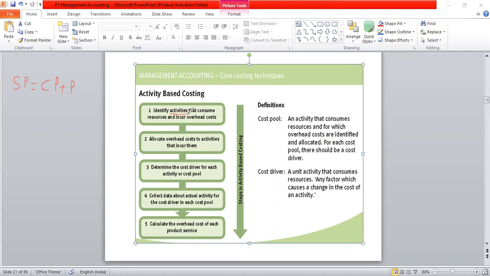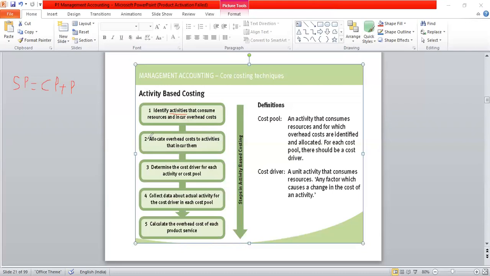Activities like repairs, maintenance, power supply, material movement from one place to another, assembling, inspection. These are examples we have, right? So the overhead costs are incurred for these activities. So how many activities are needed in the production process? First step, identify what are the activities. Second step talks about allocating the overhead cost to the activities incurred. But that doesn't happen immediately.